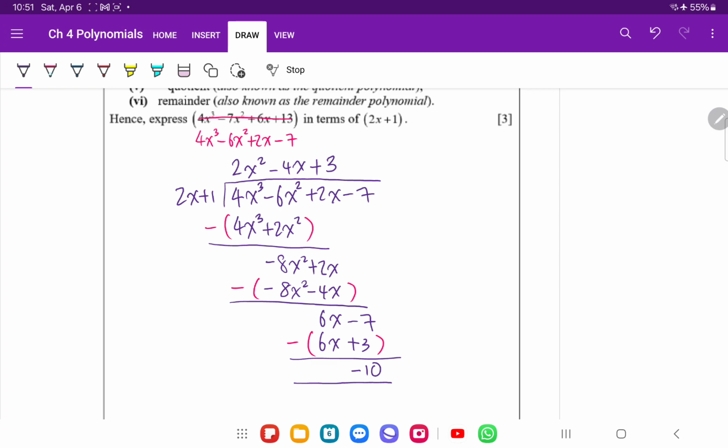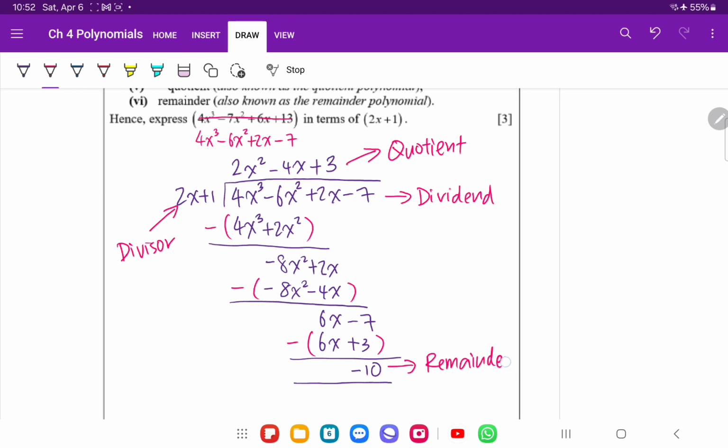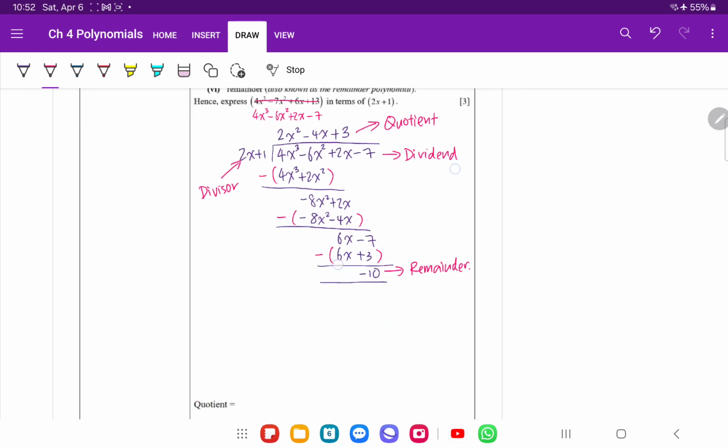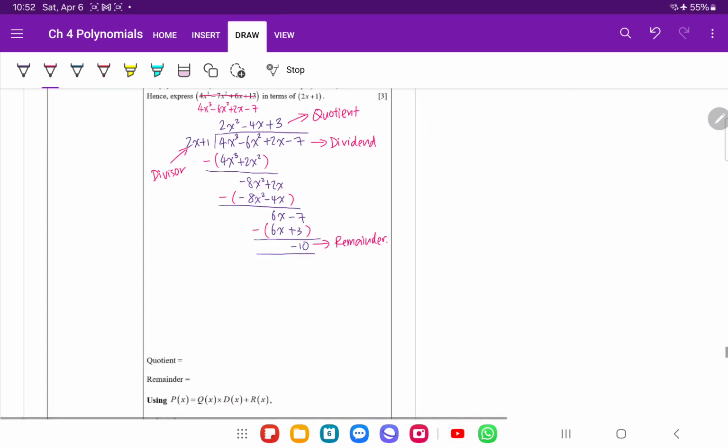So reminder, what we have now is, this is the dividend, this is the divisor, this is the quotient, and this is the remainder. Right, now let's fill in the blank below. Quotient, 2x squared minus 4x plus 3. Remainder is a negative 10.